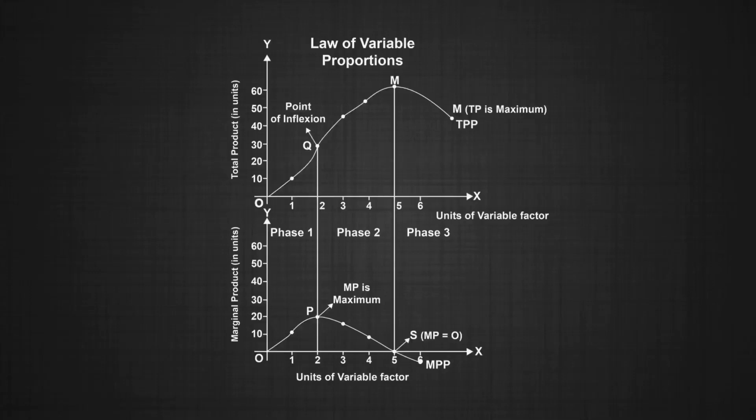As shown in the diagram and the table, after the second unit of variable factor has been used, if more variable factor is employed, then the marginal product starts to fall. It touches the x-axis at the fifth unit. At this point, S, the marginal product actually becomes 0. Notice that the total product has reached its maximum of 52 units at the corresponding point M.